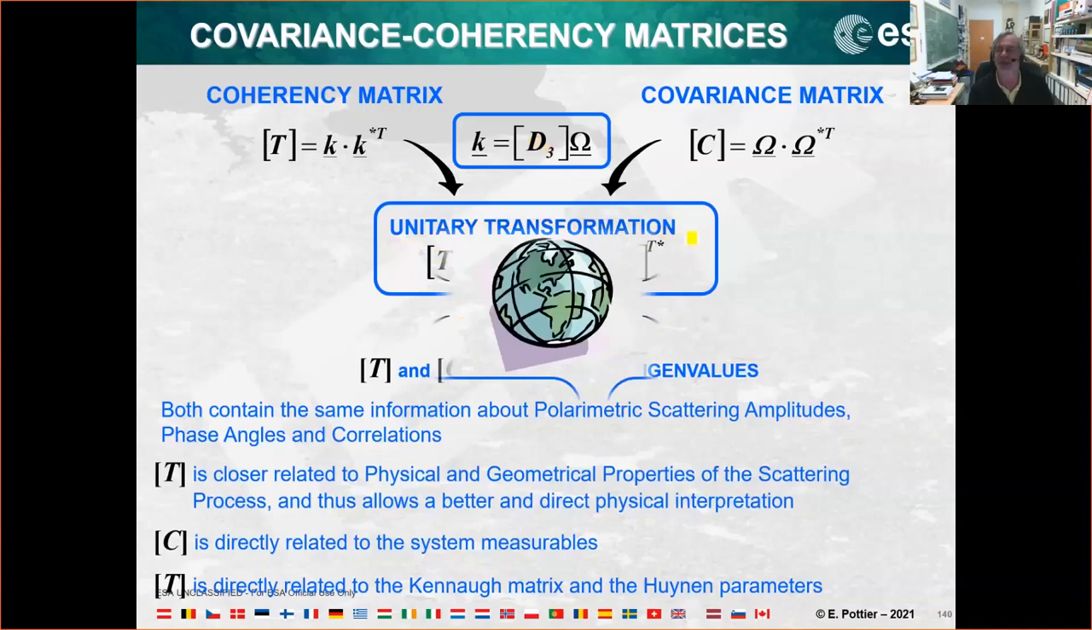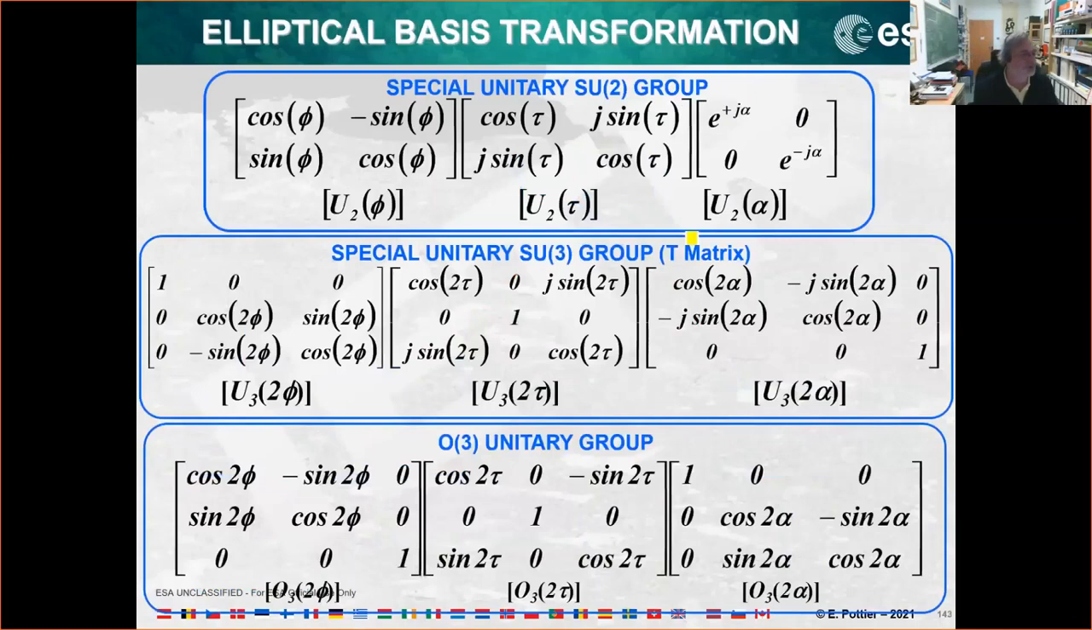Okay, so to conclude this part, I just represent again here the different parametric transformation matrices I can use to go from one basis to another basis, if I apply them on a scattering matrix, coherency matrix, or covariance matrix.